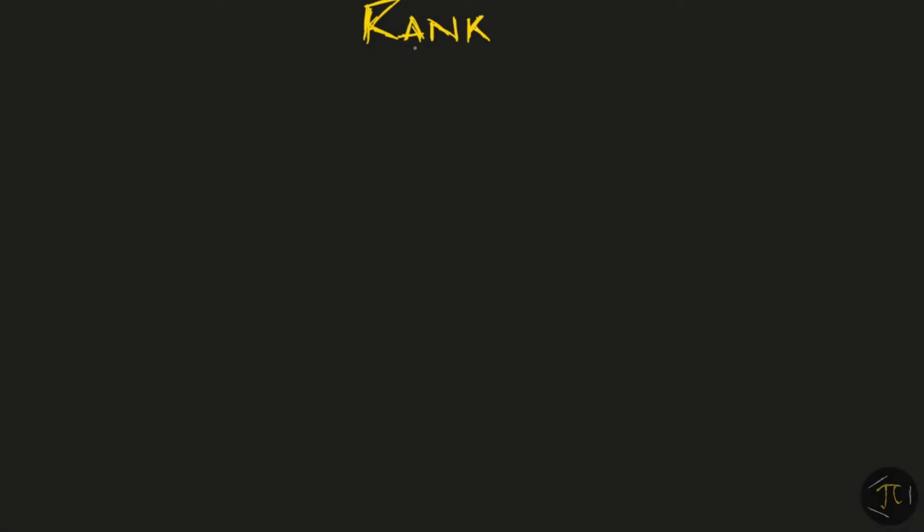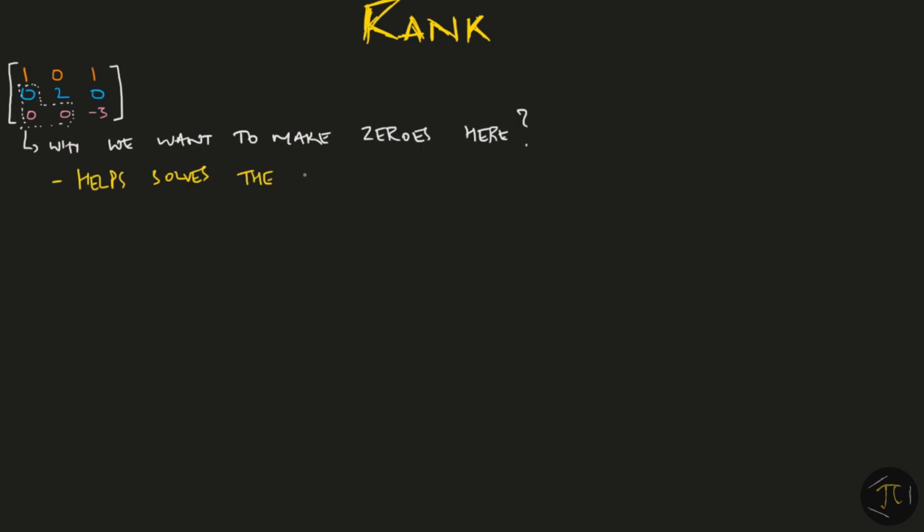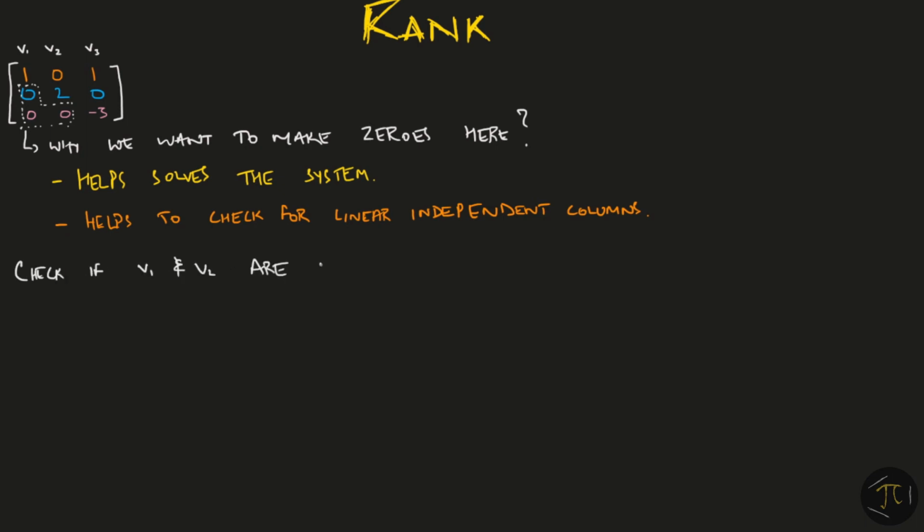Our next topic is the rank of the matrix. But before that, let me clarify as to why we want to make zeros below the pivot positions. Of course, it helps us solve the system, but another important reason is that it helps us to check for linearly independent columns.